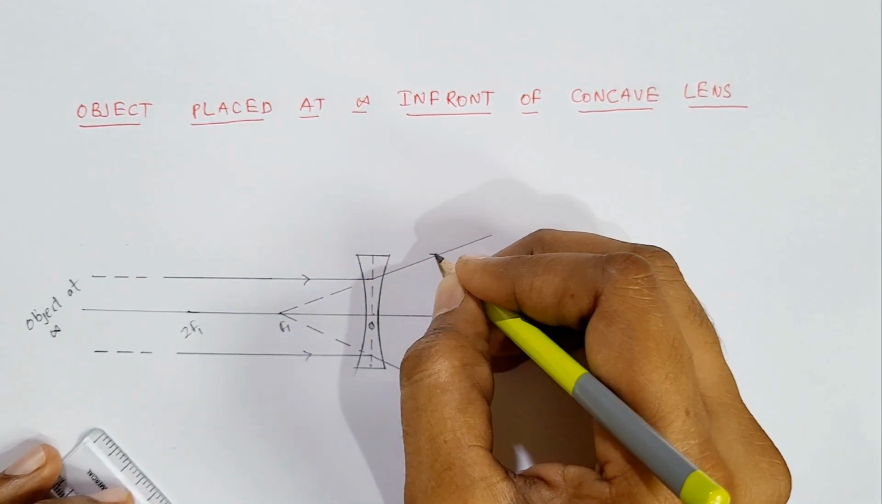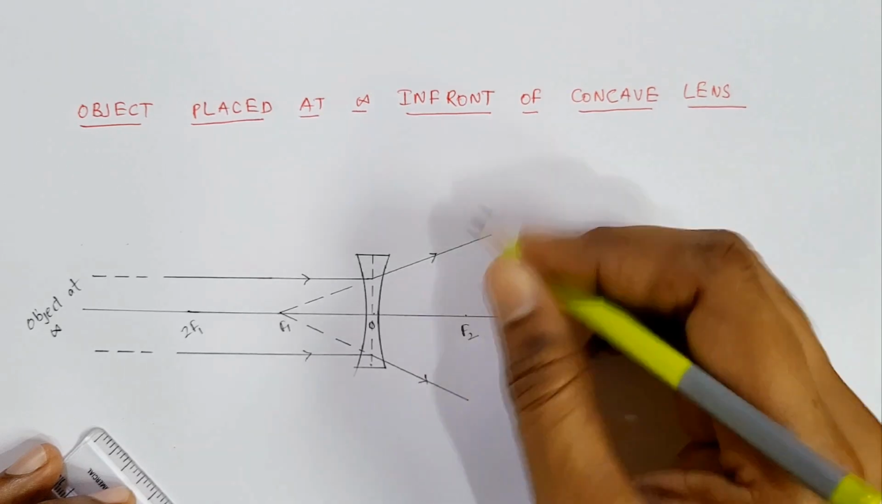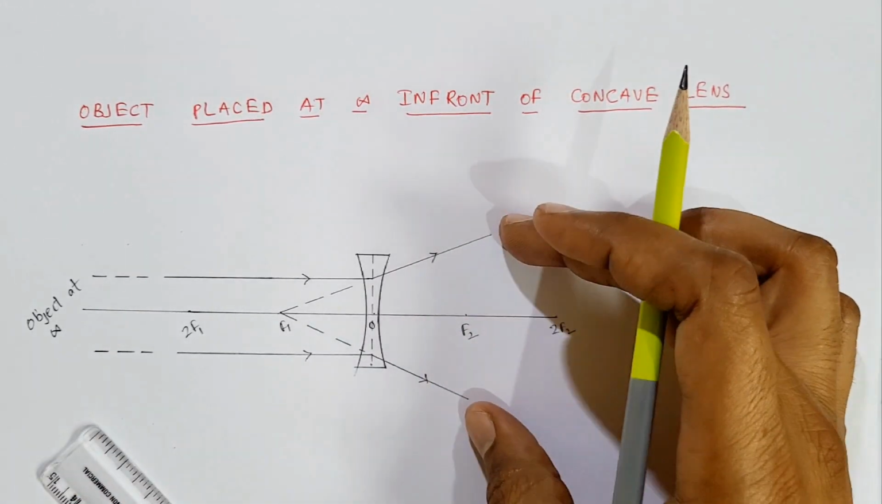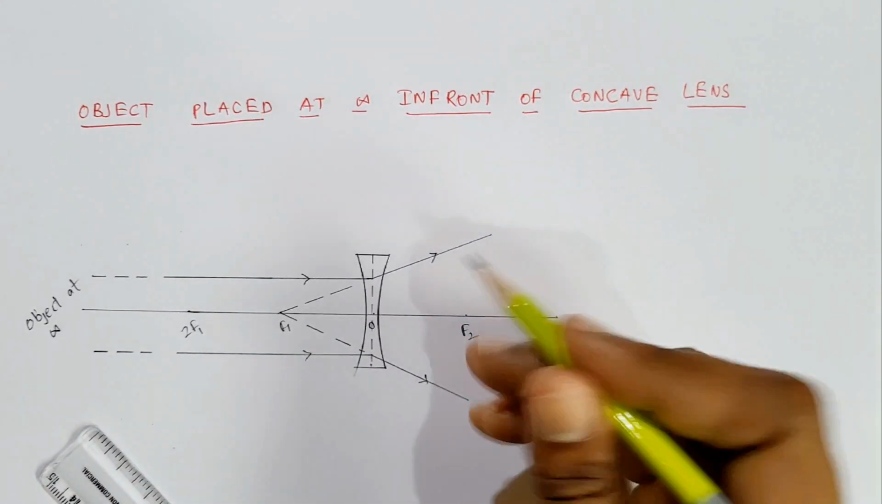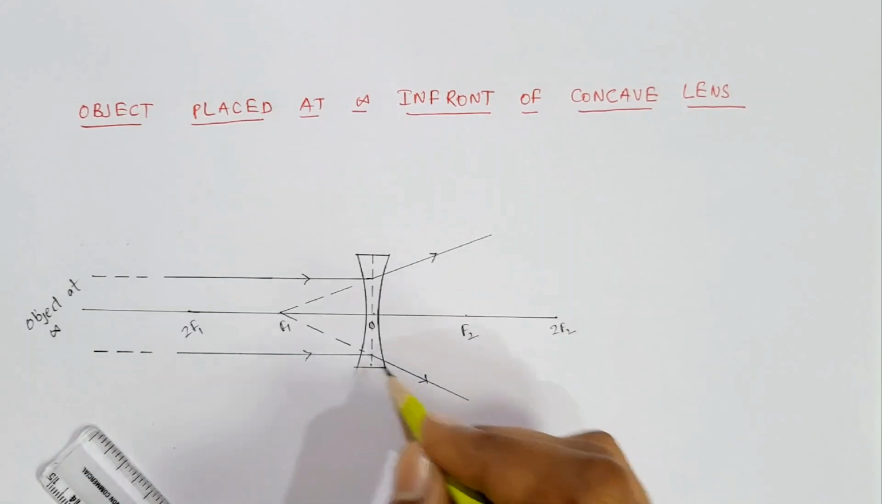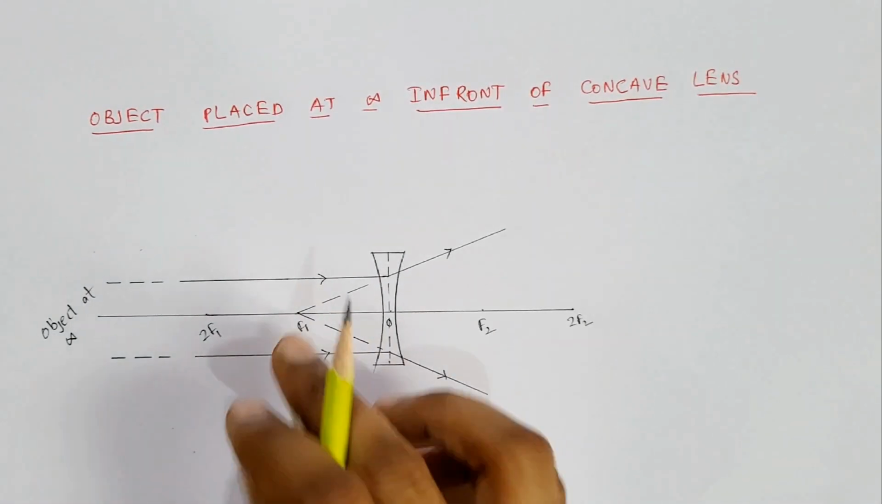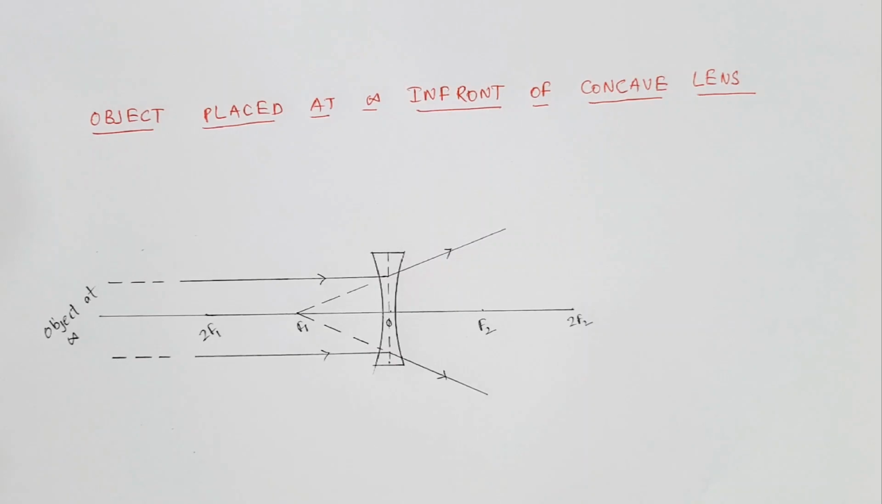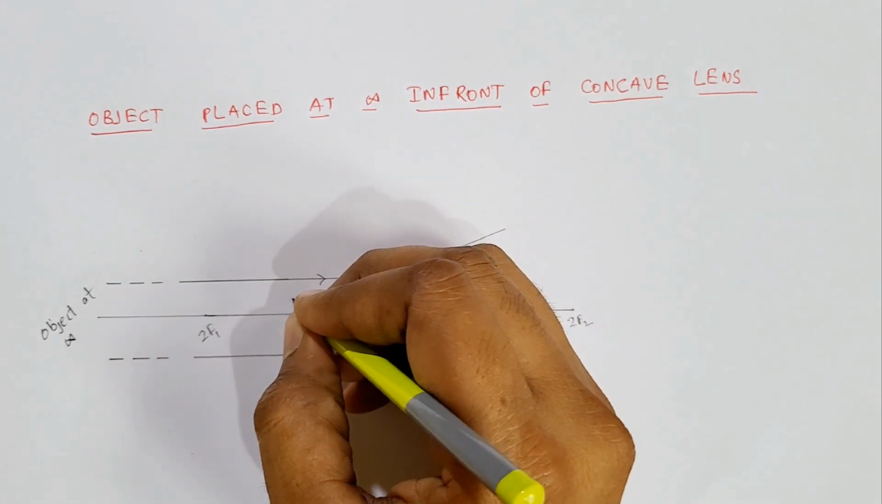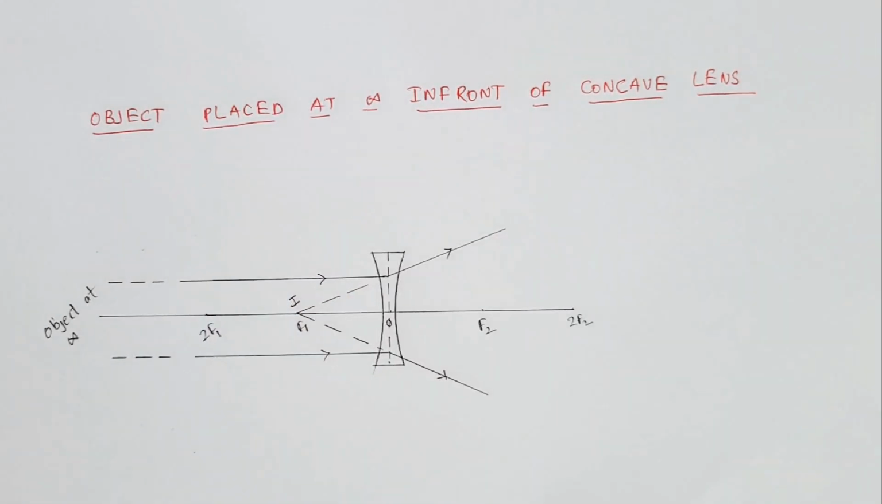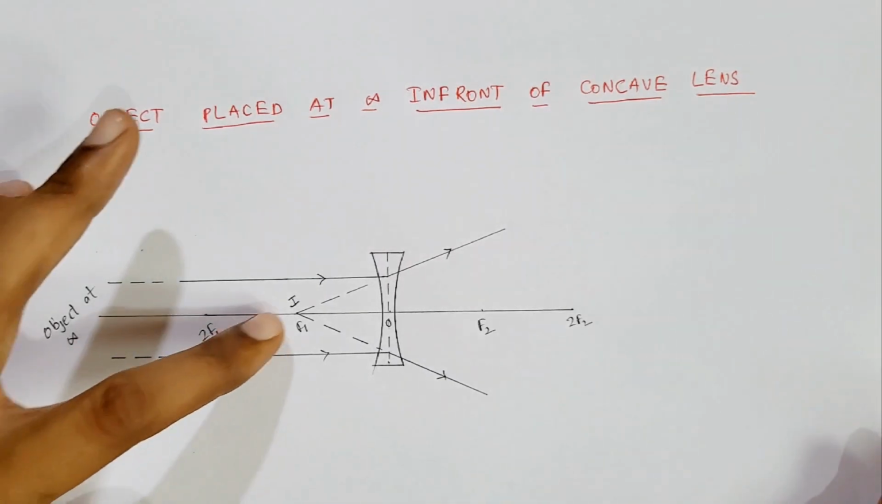So now these two refracted light rays, are they meeting anywhere? They will not meet at any point in front, but we can imagine that they are starting from this point. Means they have met at this point. The point where the refracted light rays meet, that is only our image I. Correct? So now this is only our image now.